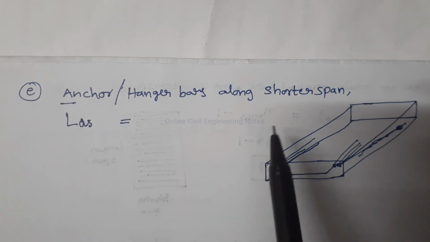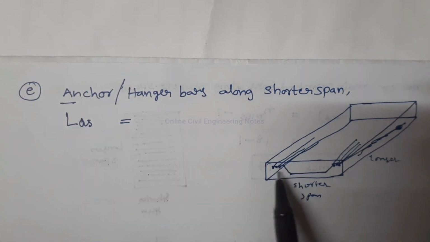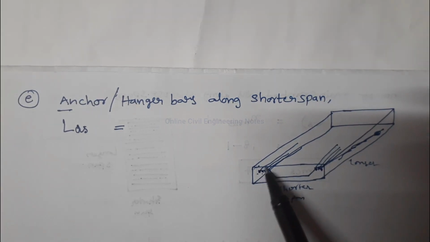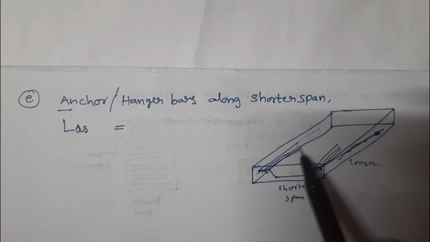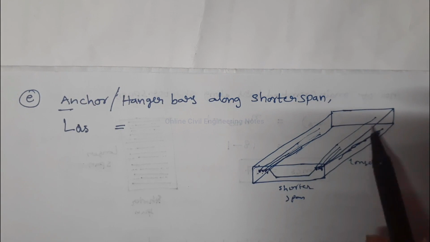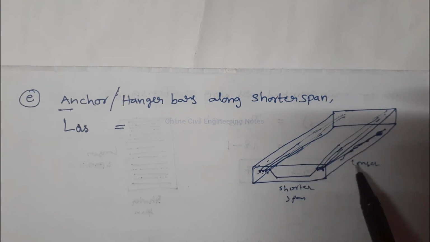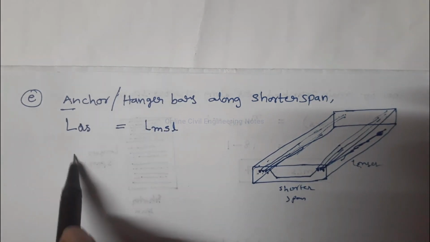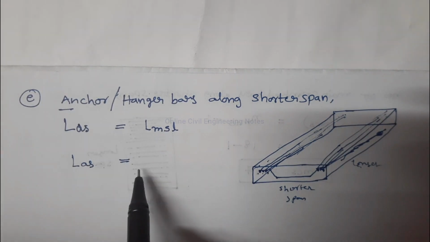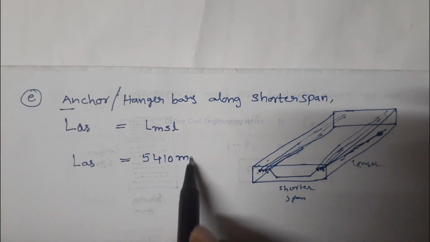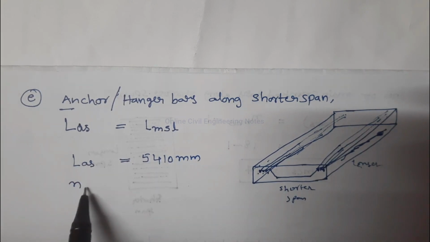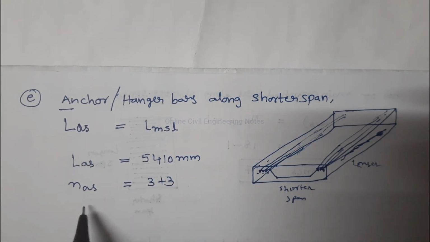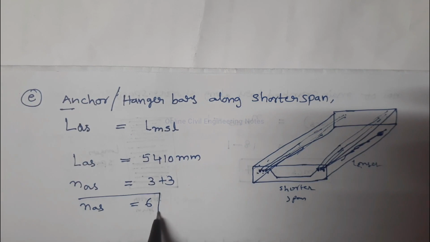Anchor bars or hanger bars along the shorter span. See, these three are the hanger bars and these three are the hanger bars. These are provided like this. So this length is equal to the length of the main straight bar along the longer span, which is equal to 5410 mm. So number of hanger bars along the shorter span is equal to 3 plus 3, 6 numbers.